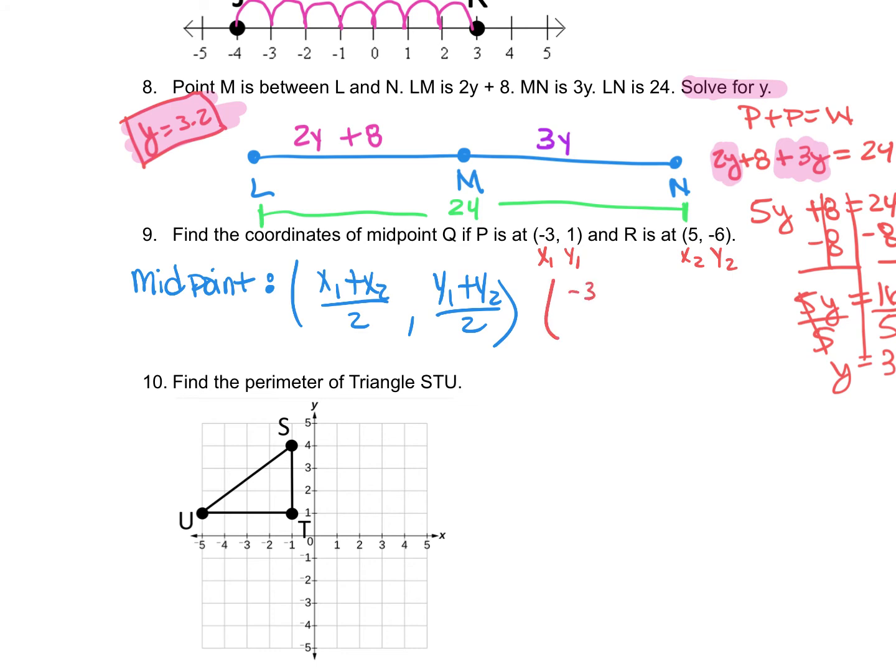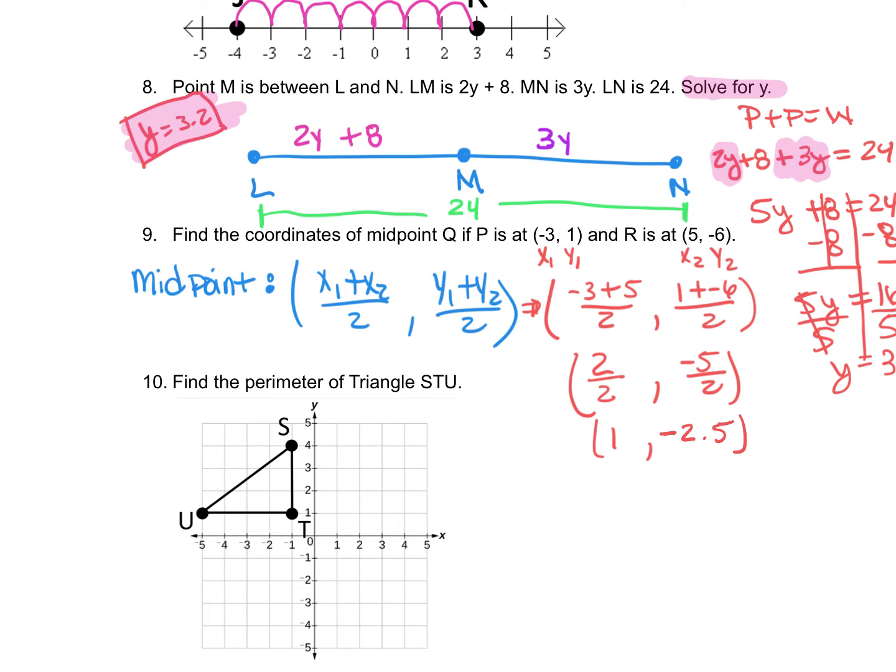So I am left with -3 plus 5 divided by 2, comma, 1 plus -6 divided by 2. And so -3 plus 5 is going to be a positive 2 over 2. And then 1 plus -6 is going to be a -5 over 2. And so I would just reduce this to be 1, comma, -2.5. All right, and that is where my midpoint lies, okay?